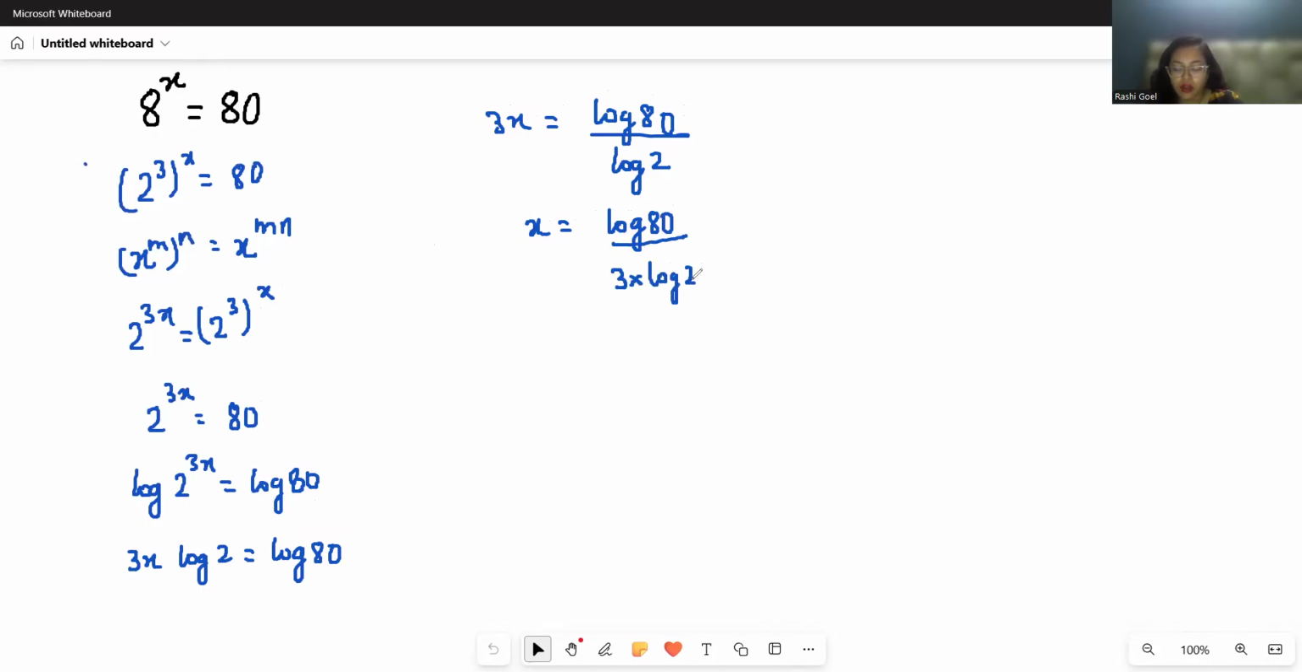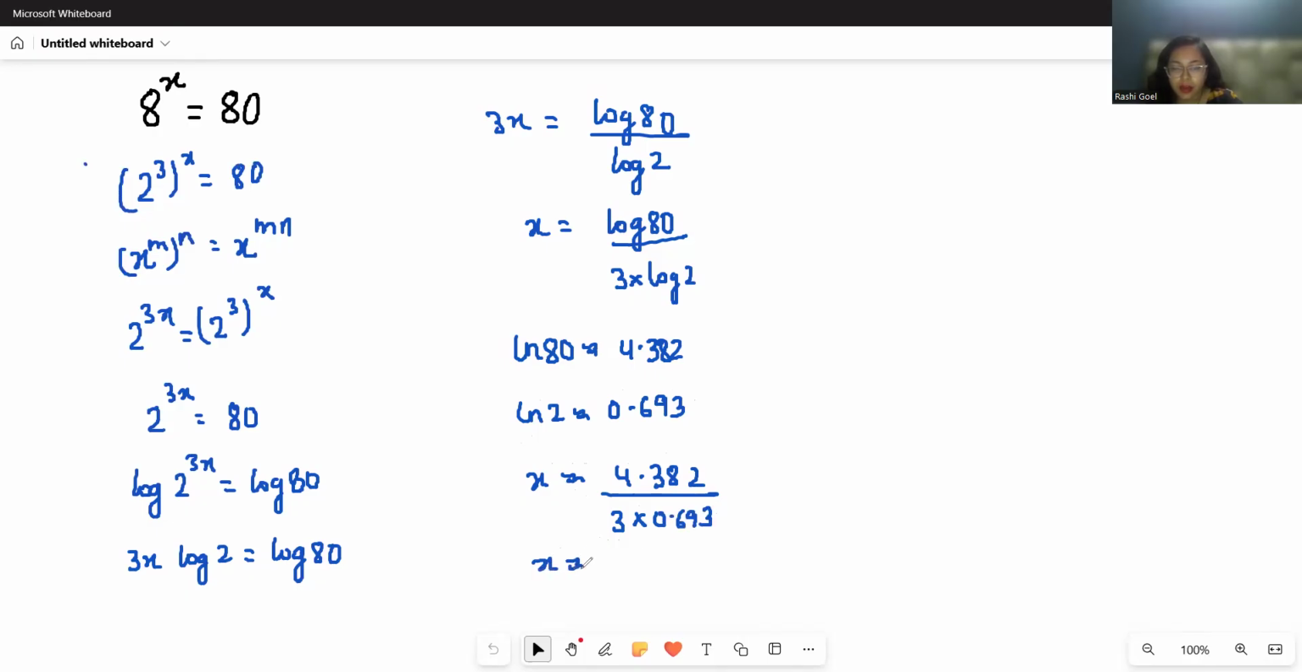Now substitute the values. Log 80 is approximately 4.382 and log 2 is approximately 0.693. So x is approximately 4.382 by 3 times 0.693. So x is approximately 4.382 by 2.079. So it is approximately 2.11. So the final value of x is 2.11.